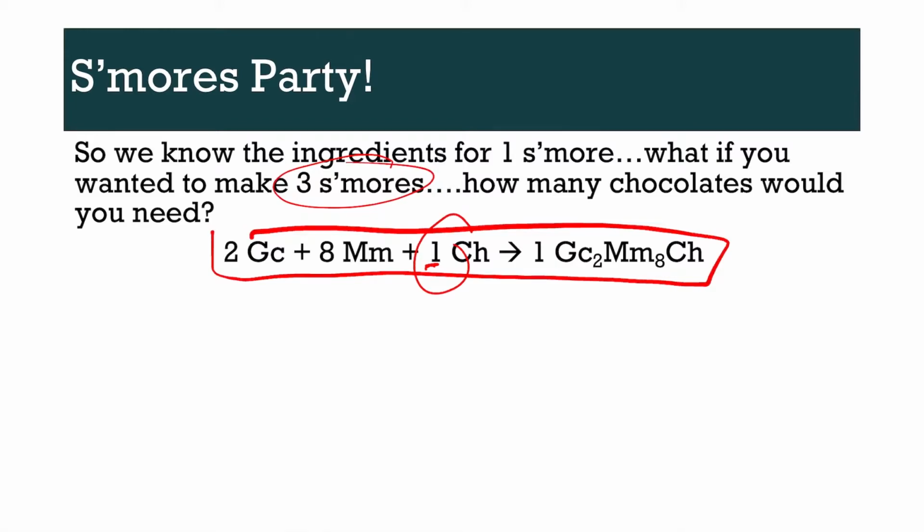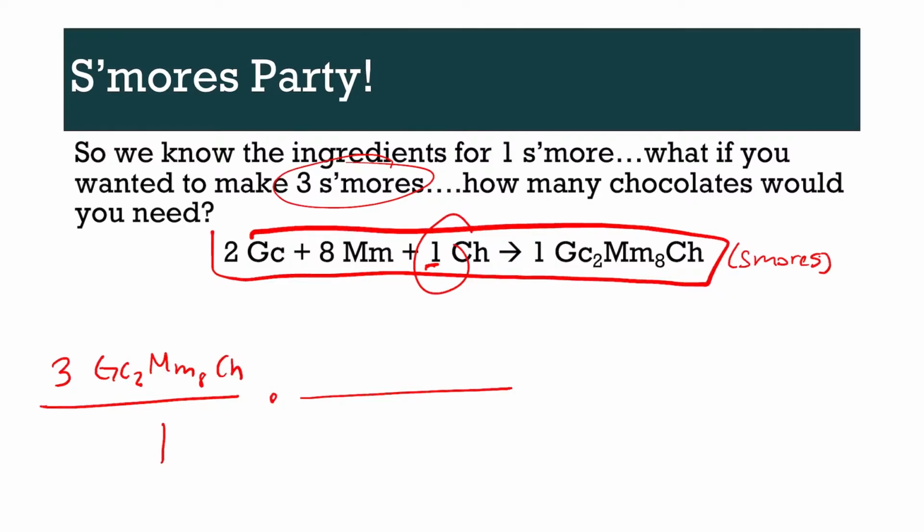With dimensional analysis, you're starting with your given. We're given 3 s'mores, and remember, this compound right here is your s'mores, so I'm going to use the fancy chemical formula for it, GC2MM8CH. What do you do with your given? You put your given over 1. We want s'mores to cancel, so we put them on the bottom: GC2MM8CH. And we're looking for chocolates. Chocolate is CH. So that's how the setup is set up with the units.